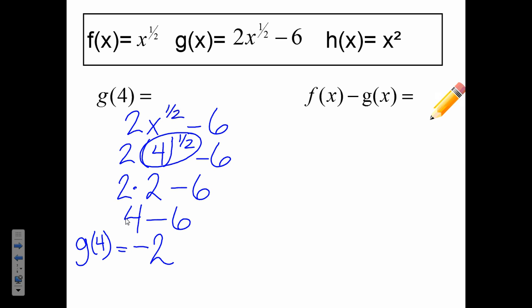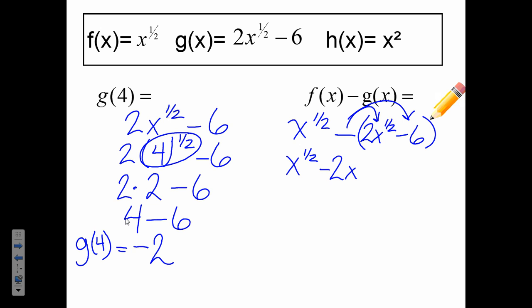Let's take a look at another example, f of x minus g of x. So we're going to take a function and subtract another function from it. We're not going to get a single value answer here. Likely we're going to get another function. So let's start with the f function. So x to the 1/2 minus the entire g function, 2x to the 1/2 minus 6. So we have to subtract both parts of that. An easy way to do that, remember, is to distribute the negative sign here. So we'd have x to the 1/2 minus 2x to the 1/2 plus a 6.